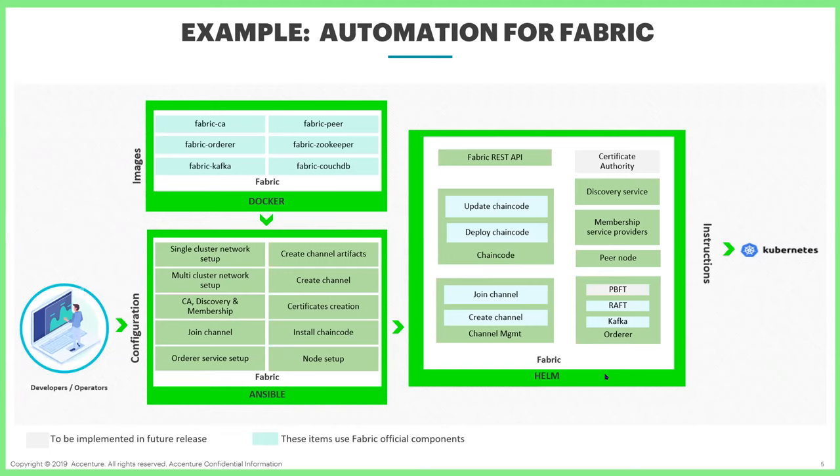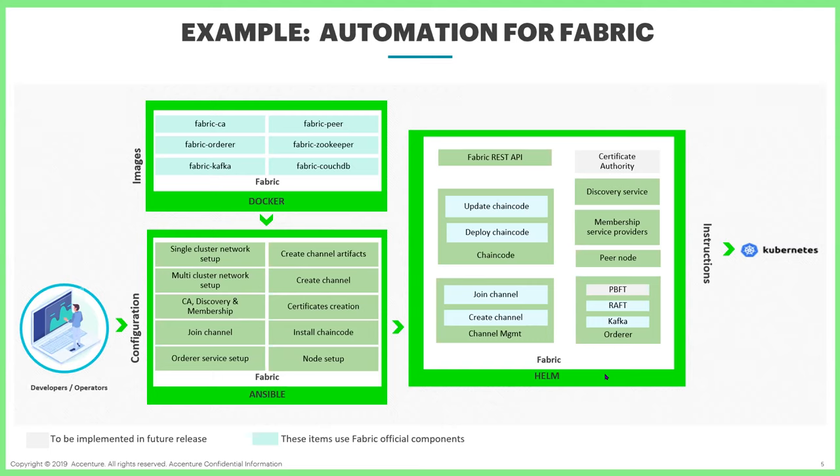What you see on the screen are some of the main pieces of BAF automation. The automation starts with a developer or an operator creating the main, single configuration file, which we call the network YAML. That configuration file is then used by Ansible, which contains playbooks, roles, and tasks. The network YAML, which is the network configuration, is used to create further configurations, which are later used by Helm. I'll talk about that quickly now.